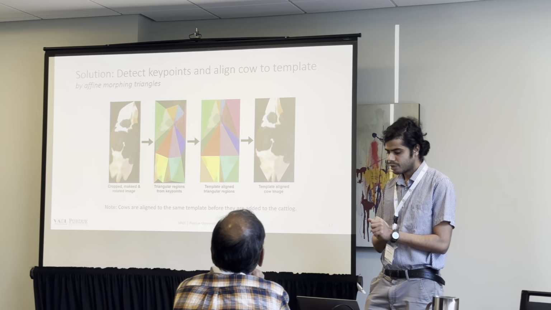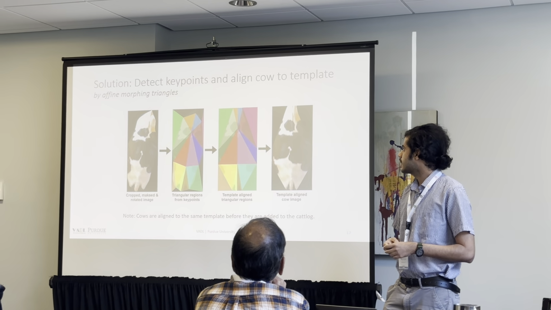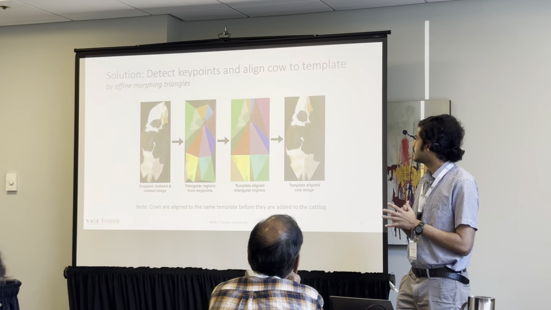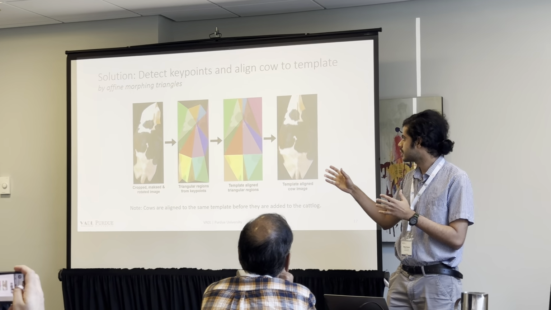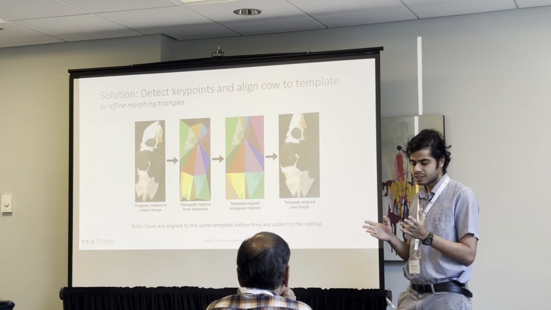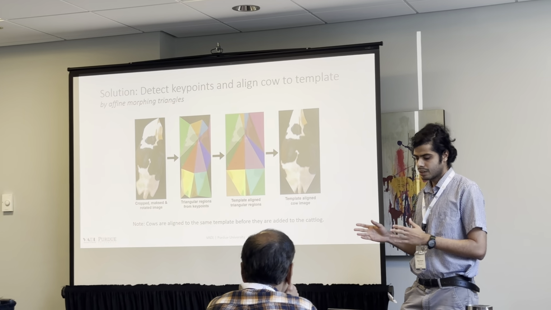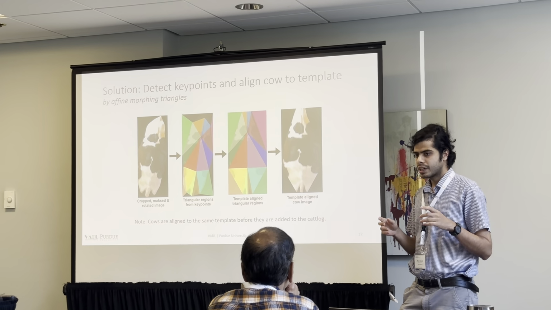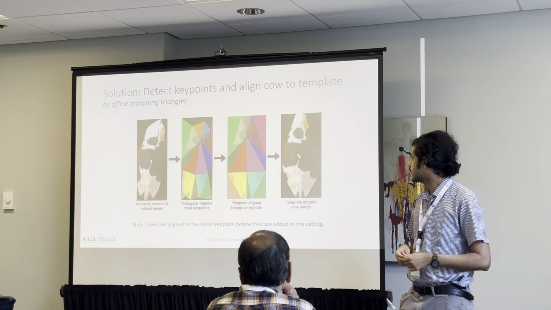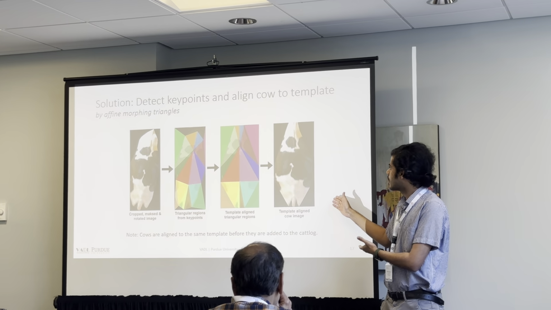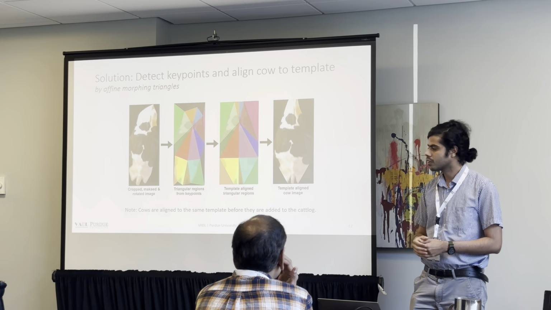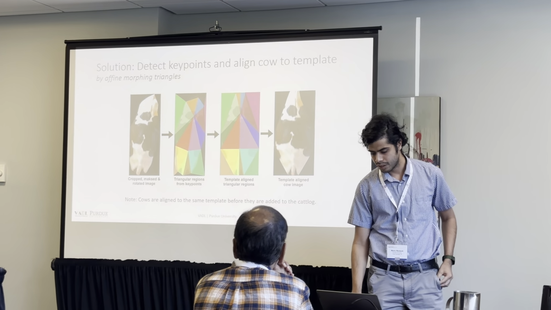To solve this, we use key points. We detect some landmark points in the cows, and then from these points, we partition the cow image into triangular regions, and then we affine morph each triangular region into a template that we design. This template is defined by fixed cow size and fixed key point locations. And then we obtain a template aligned cow image, something like this. Note that all the cows in the catalog are also aligned to the same template.